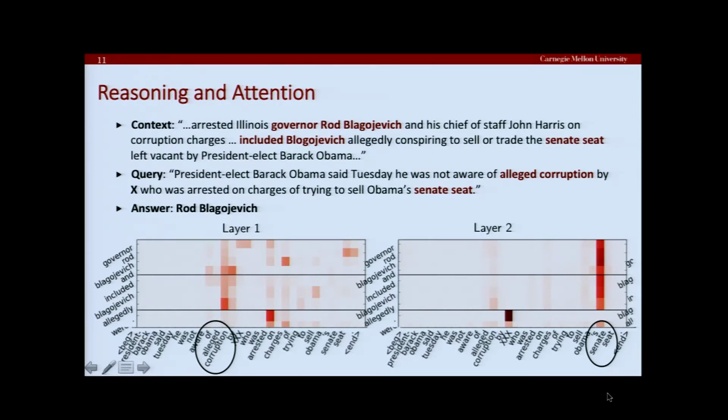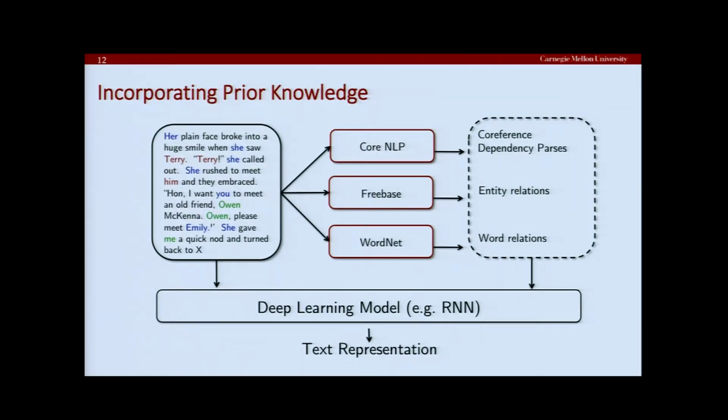And the second layer sort of starts associating Senate seat with Rod Blagojevich. It kind of picks up on these salient features, that Senate seat and corruption are associated with Rod Blagojevich, so maybe the answer should be Rod Blagojevich, right? It's a very basic form, I don't want to call it reasoning, but a basic form of... oh, sorry. There you go. Apologies. But the big question is, how do you incorporate knowledge?